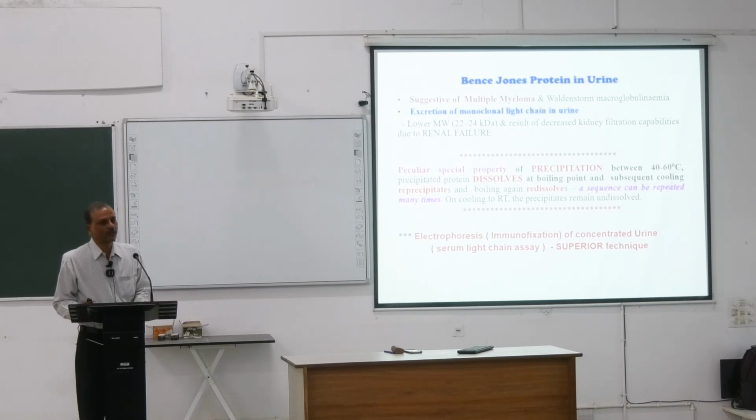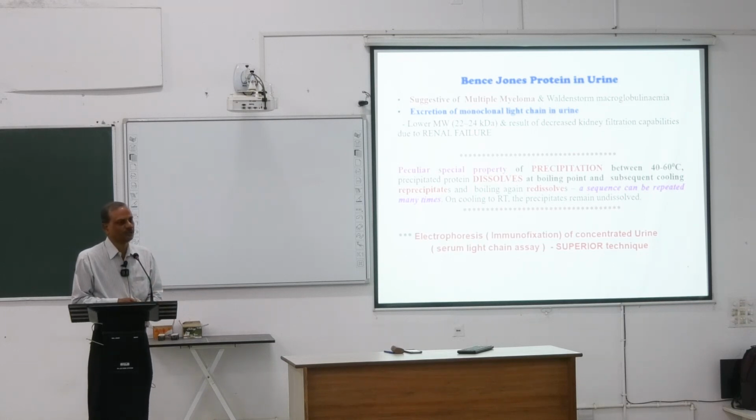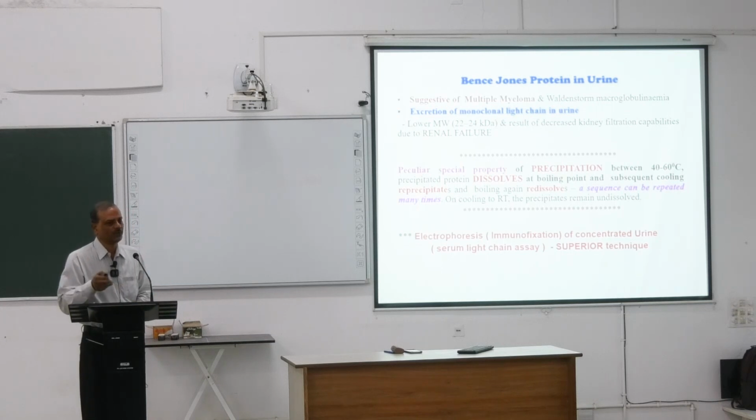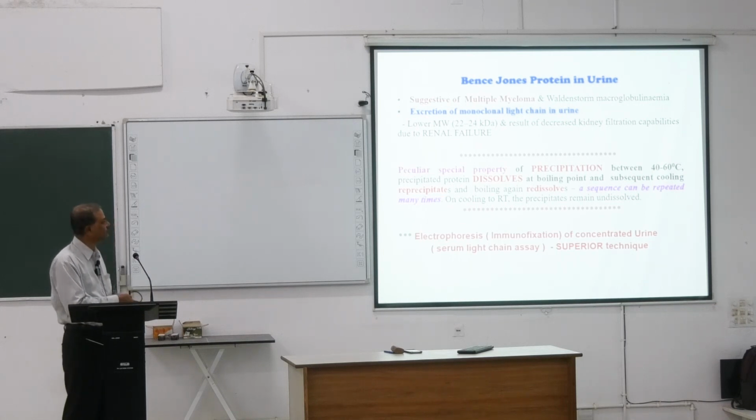But this light chain protein has a low molecular weight, 22 to 24 kilodaltons, and because of this low molecular size, the light chain protein passes into the urine, and this can be detected. You must remember this property of Bence-Jones protein. It is not found in other proteins.